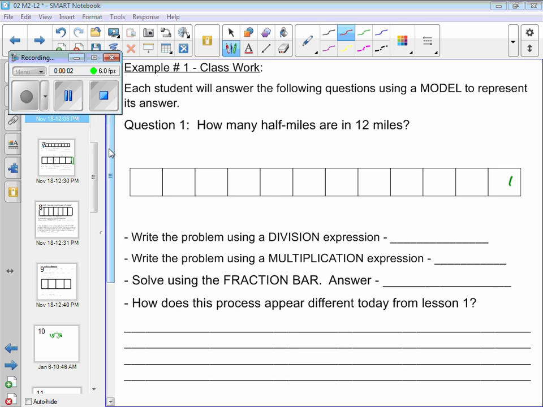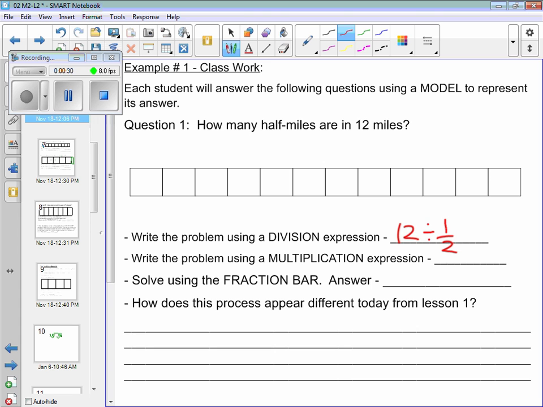Okay, so in lesson 2, we're going to start out with example number 1, and the question asks, how many half miles are in 12 miles? And we've set up our model using a tape diagram or a fraction bar showing 12 complete segments. Now, what the question's really asking us as a division expression is the whole number 12 divided up into halves, or 12 divided by 1/2.